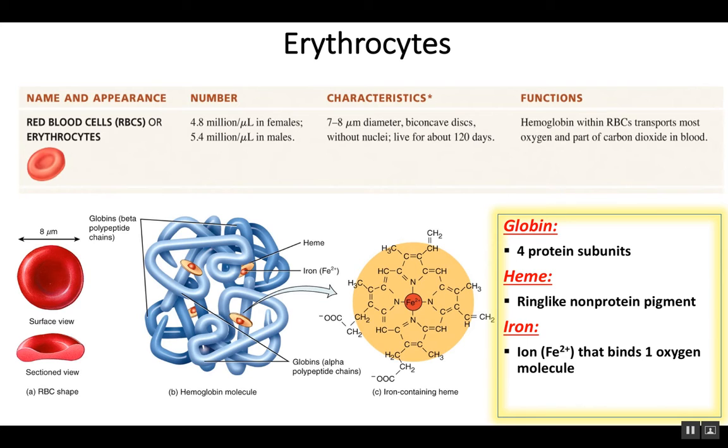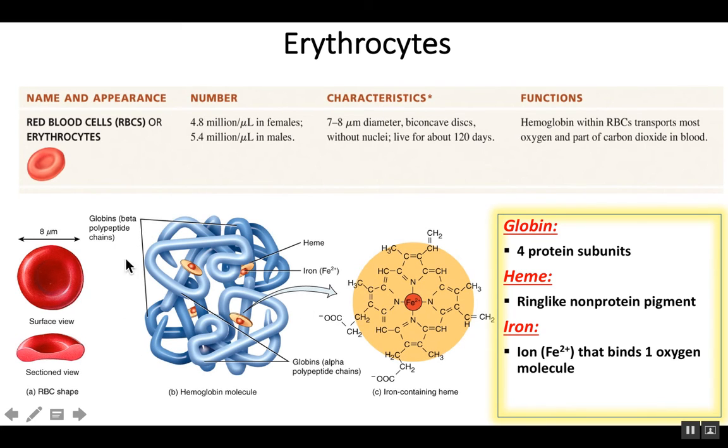So the shape of a red blood cell is extremely important for its function. What is its function? Well, it contains hemoglobin. And if you know what hemoglobin does, you'll know what the function of a red blood cell is. Hemoglobin is a fairly complicated protein that's used to transport most of the oxygen and part of the carbon dioxide in the bloodstream. Let's look at the structure of a hemoglobin molecule.